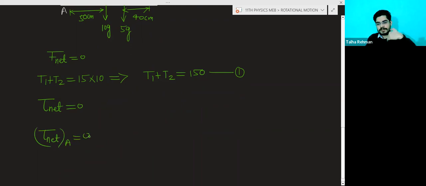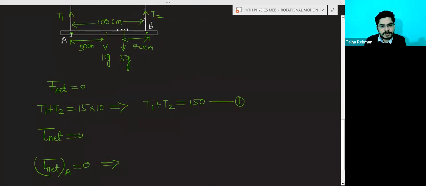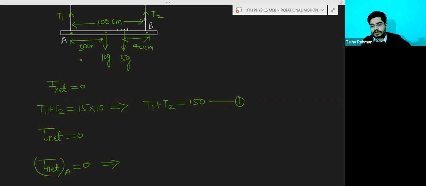Why am I doing this? Because one variable will be removed, you will see. Due to this T1, there will be no torque because T1 is passing through the point. Now with this 10g, what will be the torque about point A? 10g into 50 centimeter. And what will be the direction? Direction will be clockwise. Clockwise torque we take negative, so it will be minus 10g into 50.